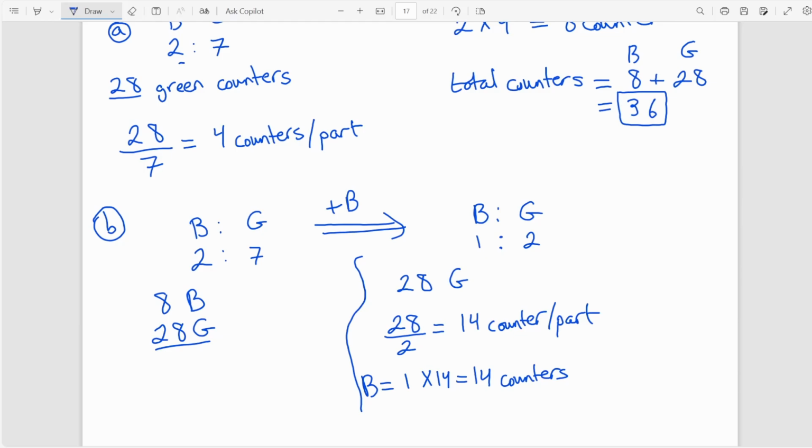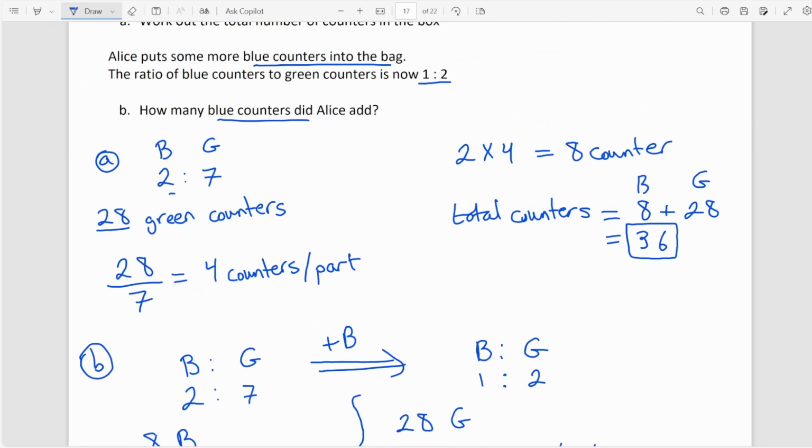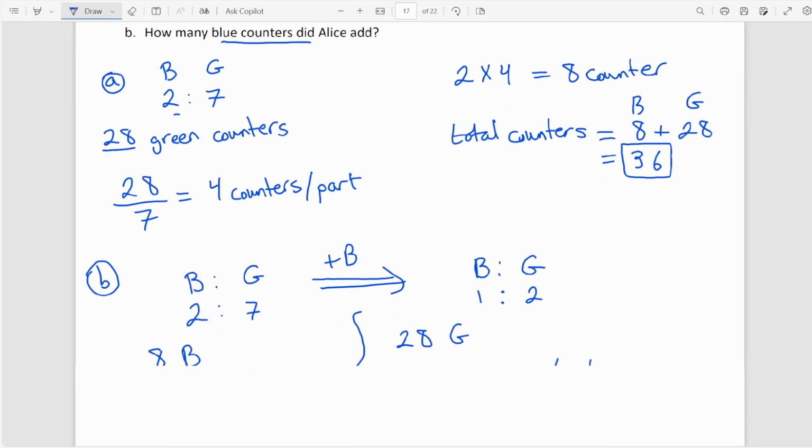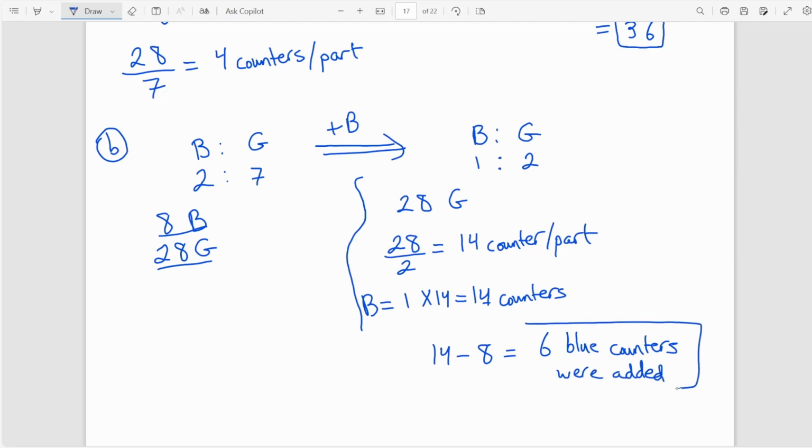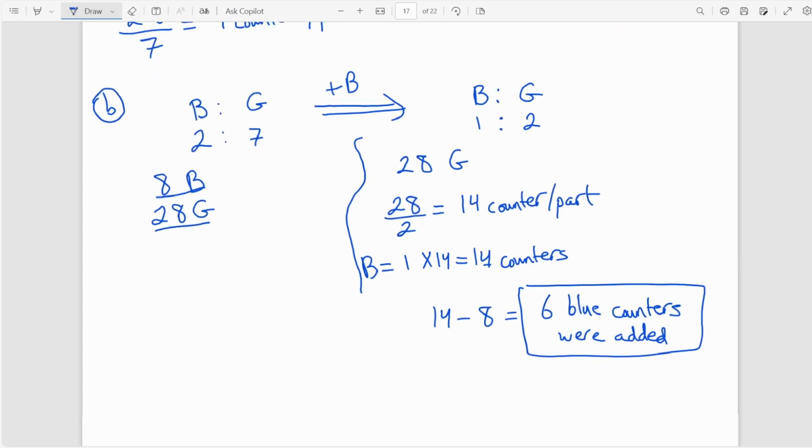Okay, now the question is asking how many did she add? Well, we had 8 blue counters and now there are 14. So 14 minus 8, which gives us 6 blue counters were added. Okay, so I hope this was clear.